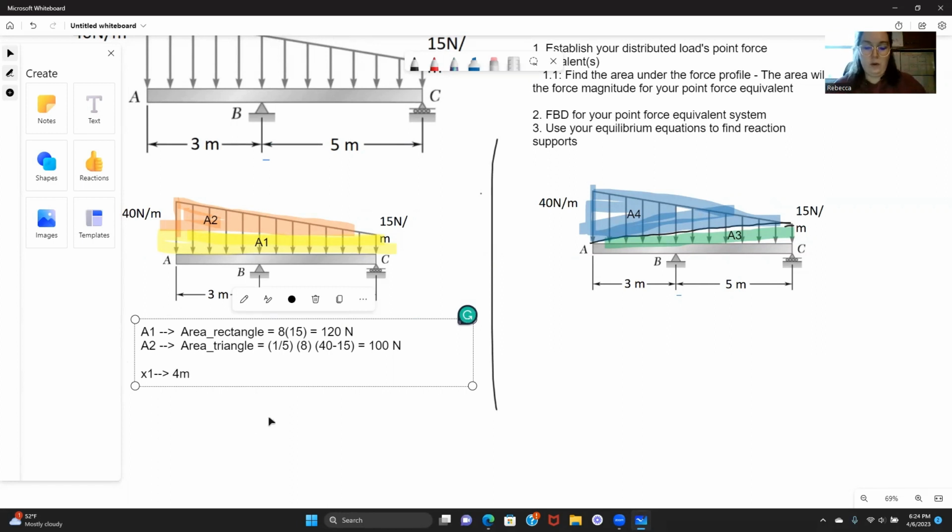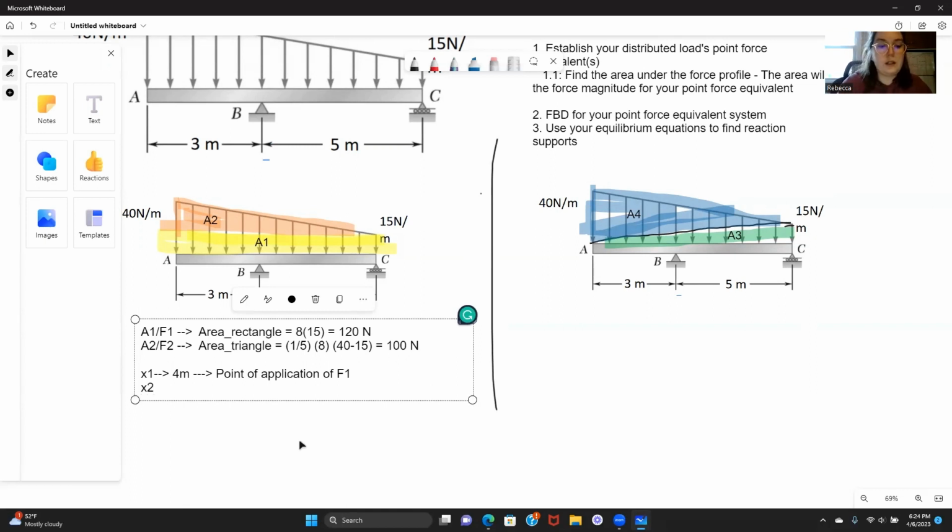It's going to be 8 divided by 2, so we're going to have a 4 meter centroid for A1. What this tells us is the point of application of this 120 newton force. So area 1 we could also call force 1, and area 2 we could also call force 2. This is the point of application of force 1 within the equivalent system.